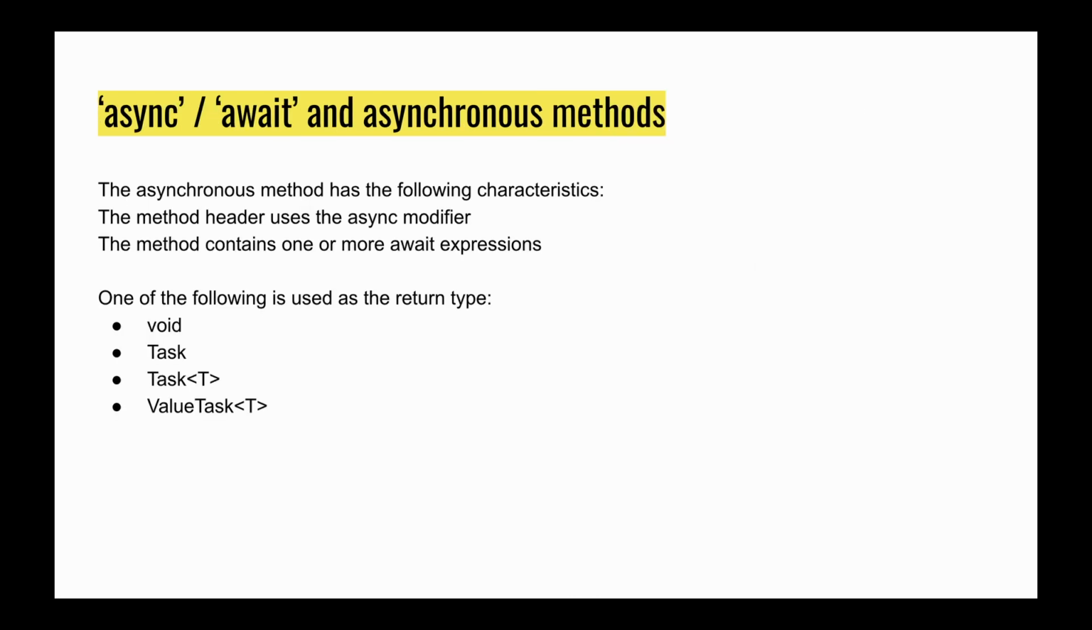Two statements are key to working with asynchronous calls, async and await, the purpose of which is to simplify the writing of asynchronous code. They are used to create an asynchronous method. The asynchronous method has the following characteristics. The method header uses the async modifier. The method contains one or more await expressions. One of the following is used as the return type: void, Task, Task<T>, ValueTask<T>.